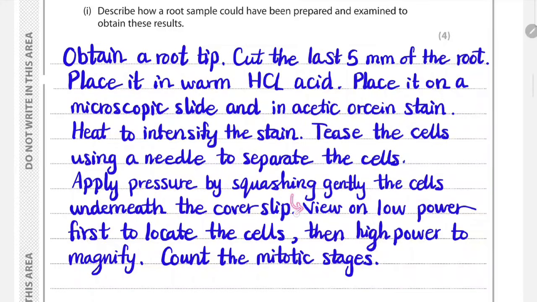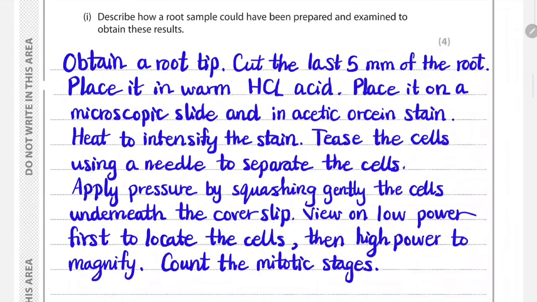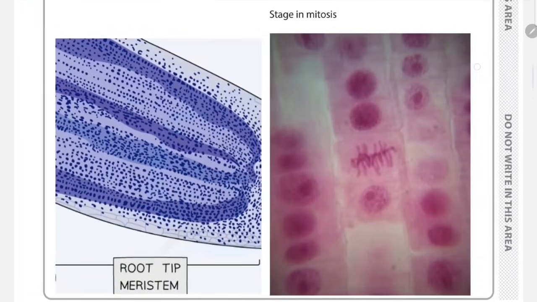Firstly, in order to view this using a microscope, we have to mention that we need to view on low power first to locate the cells, then high power to magnify. This point wasn't mentioned in the marking scheme of this exam, but it was actually mentioned in other previous exams, so we have to add both points to guarantee the marks. For the marking scheme, view on low power first, then locate the cells, and high power to magnify. We need to count the mitotic stages and, of course, each cell in each mitotic stage.